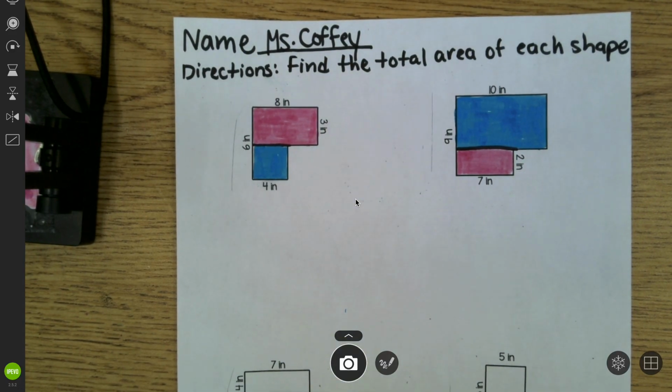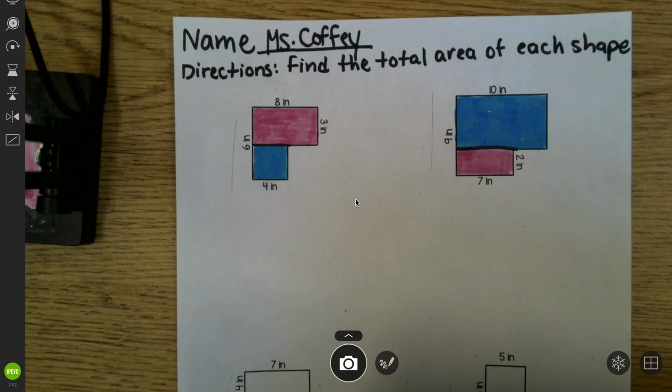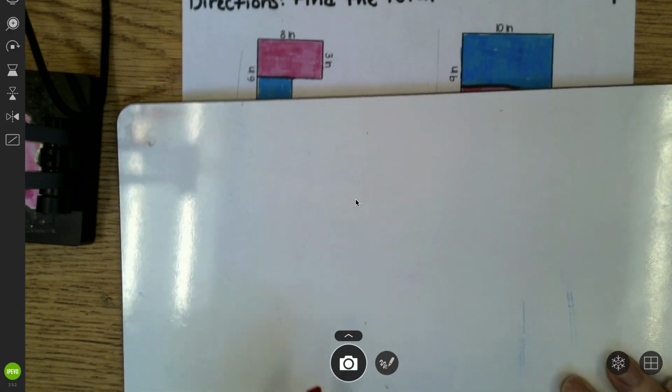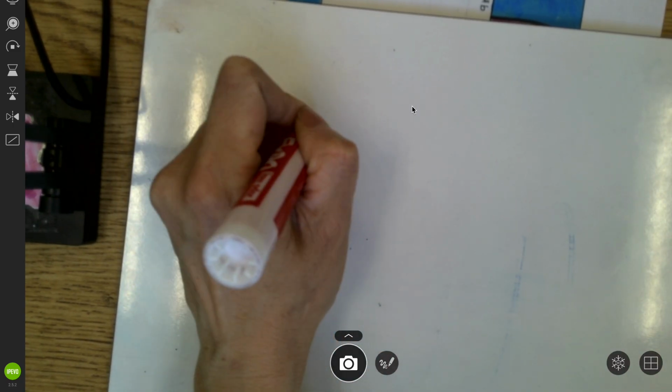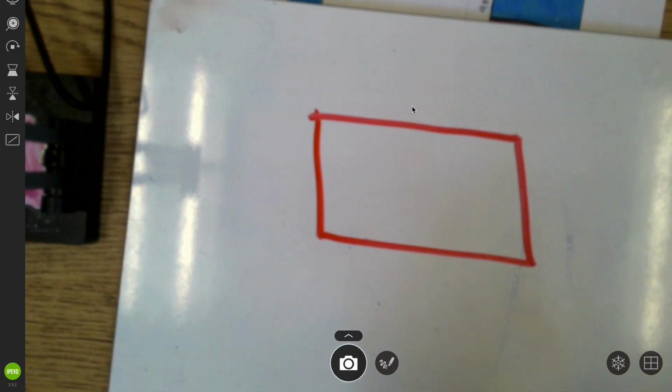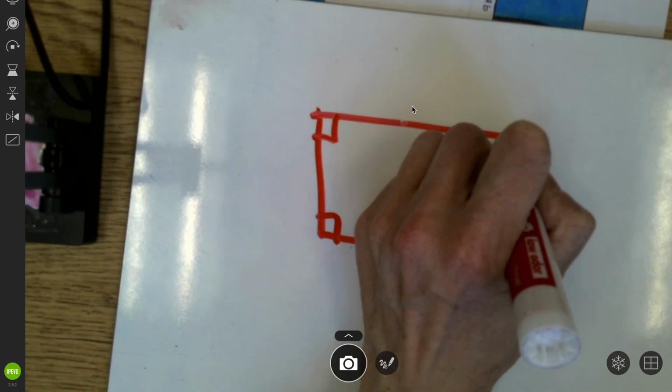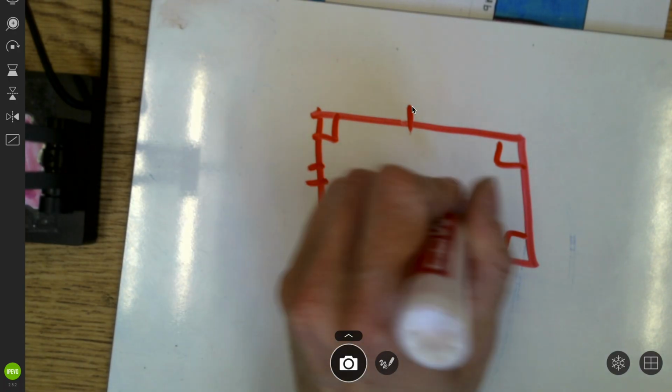So let's quickly review what a rectangle is. A rectangle is a shape with 4 sides, and the opposite sides are equal, and there are 4 right angles. Where are my markers? Oh my goodness. Okay. So we have a rectangle, 4 sides, 1, 2, 3, 4, 4 right angles or 4 90-degree angles, and the opposite sides are equal.